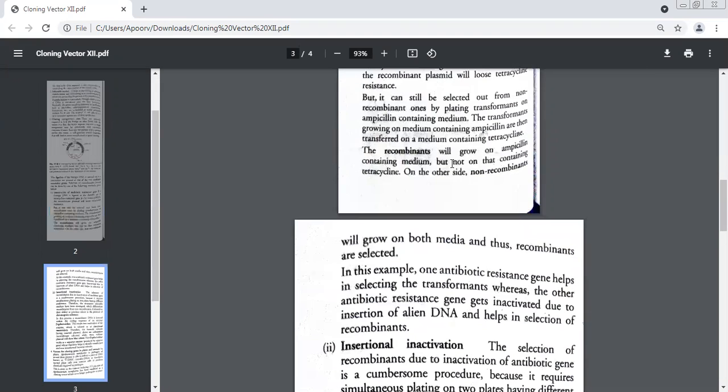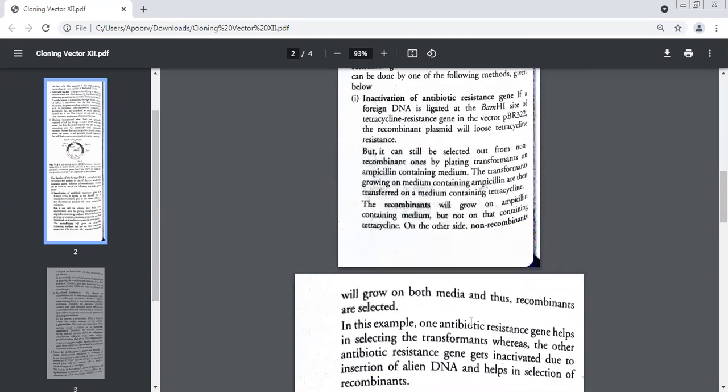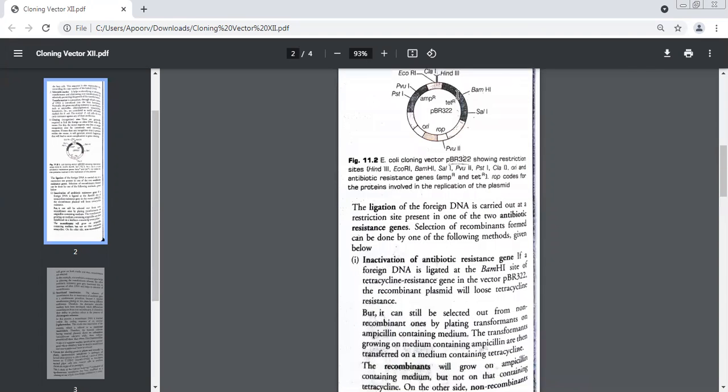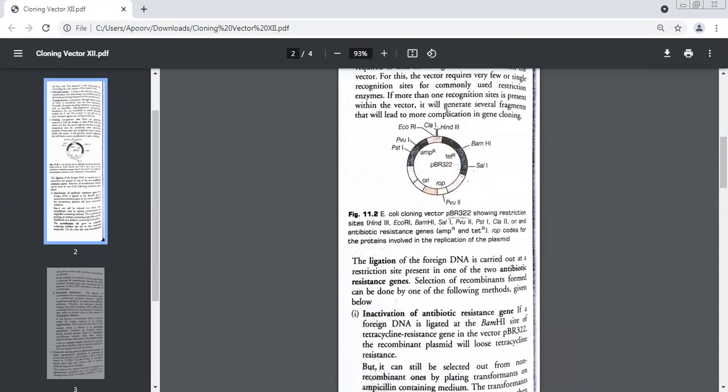Okay. Now see this. One antibiotic resistance gene helps in selecting the transformants, whereas the other antibiotic resistant gene gets inactivated due to insertion of alien DNA and helps in selection of recombinants. So what was happening here, beta? One gene had got inactivated. Which gene got inactivated? Ampicillin or tetracycline? Tetracycline. Because of the insertion of foreign DNA at which site? Site closer to tetracycline.